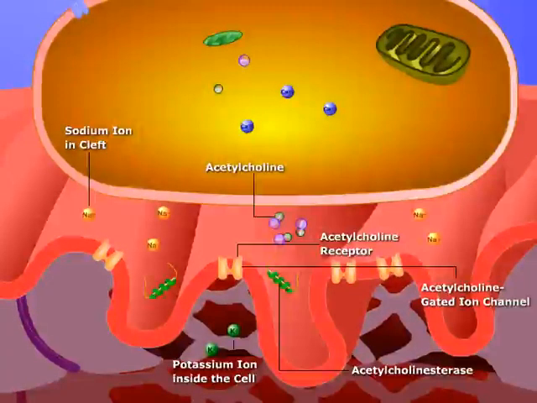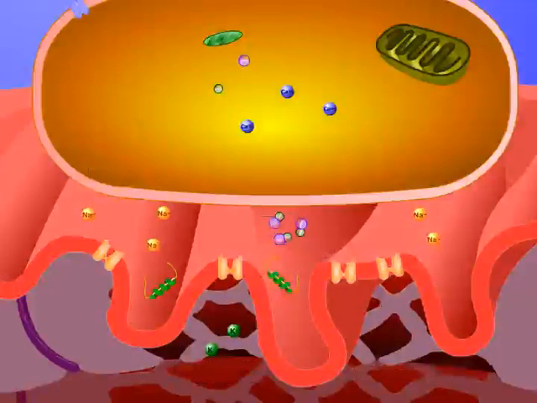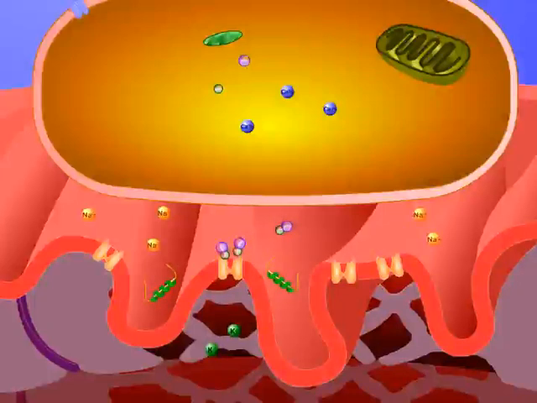Now let's focus our attention on the events taking place within the synaptic cleft. Acetylcholine diffuses into the synaptic cleft and binds to nicotinic receptors, located on acetylcholine-gated ion channels, which are on the postsynaptic membrane of the muscle cell.